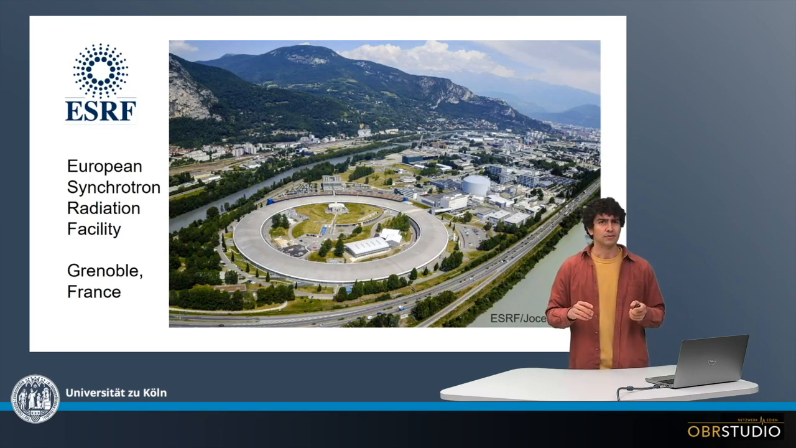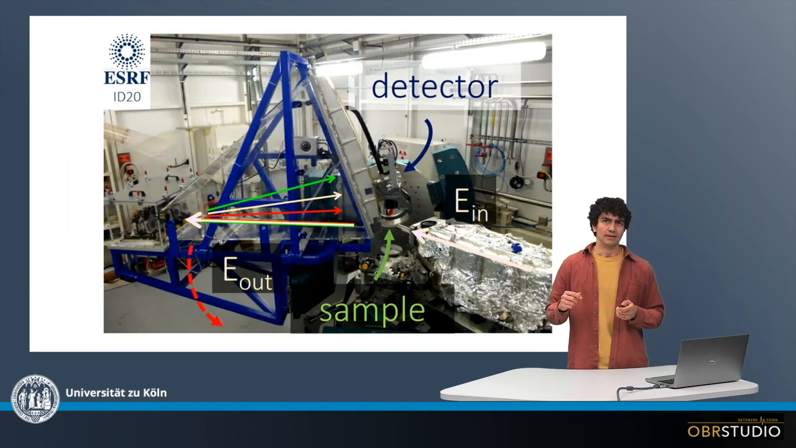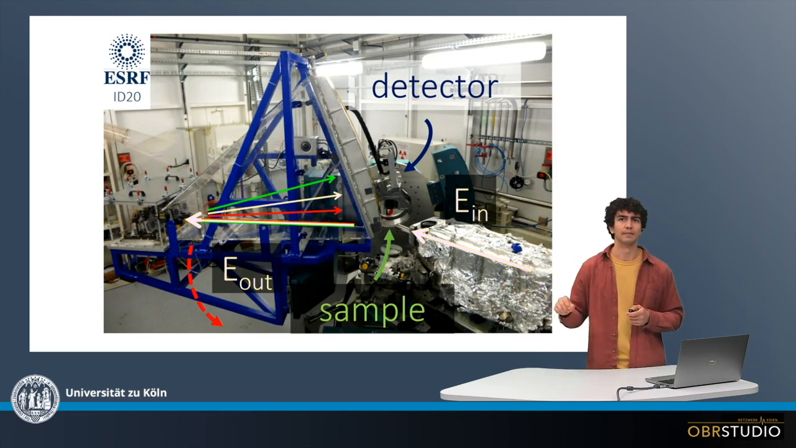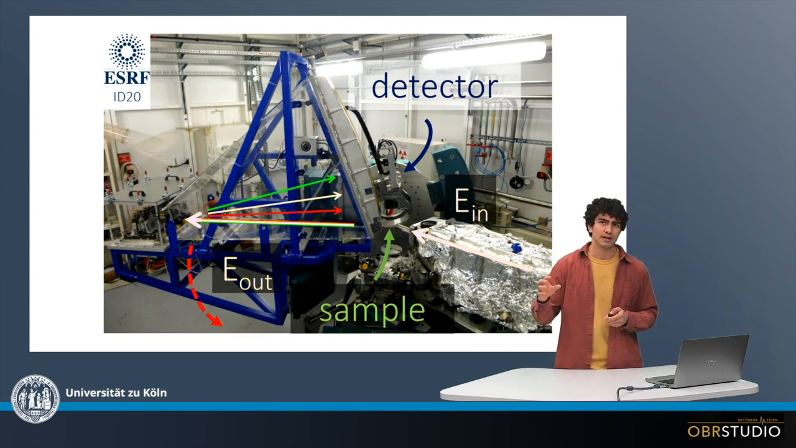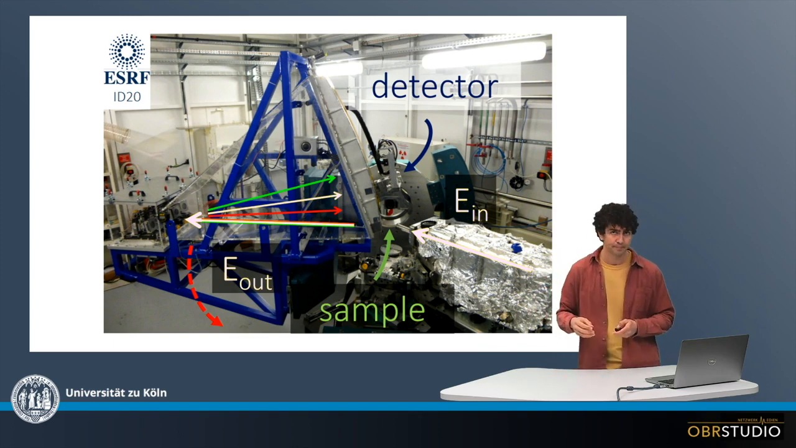In practice, we go to a synchrotron, like the European one in Grenoble, and we bring our sample to the lab, and we shine X-rays with a very well-defined energy onto the sample, and we observe in which direction the X-rays are emitted and which energies are contained in the scattered beam.